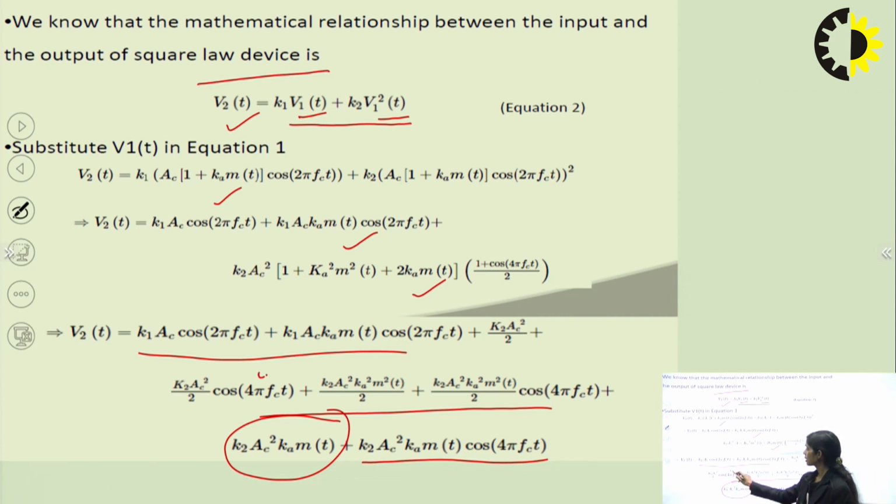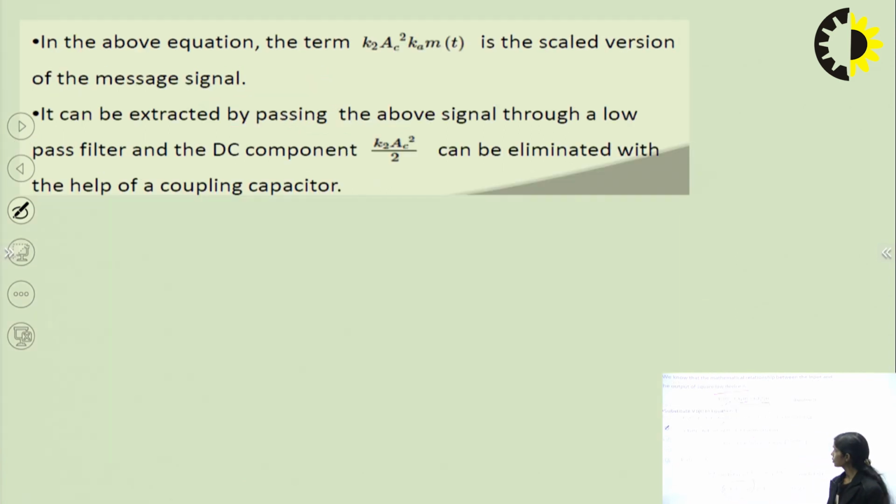The remaining equation contains frequency components, the carrier frequency, and somewhere twice the carrier frequency. So we have to recover only the single message frequency. So we are going to recover this equation. After that, this term is the message signal.